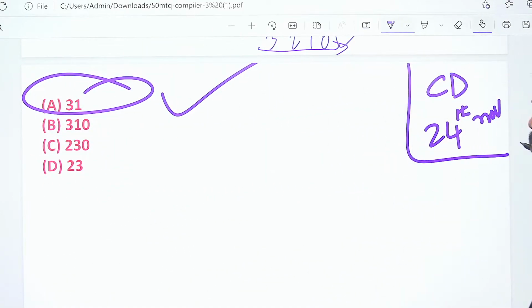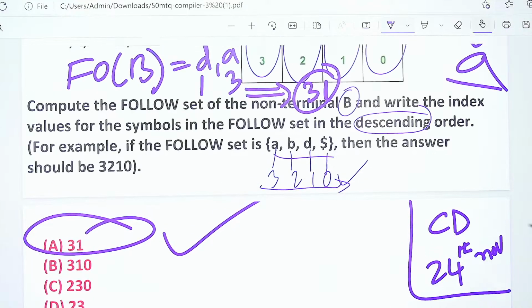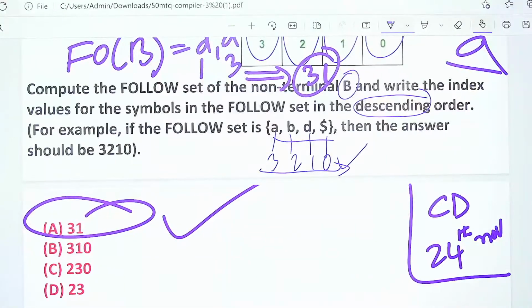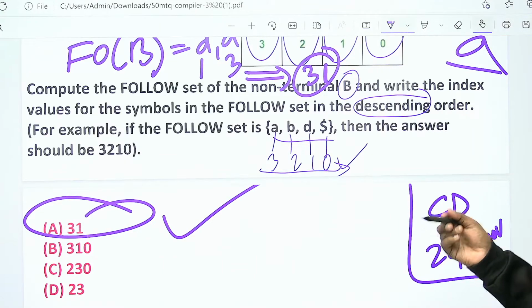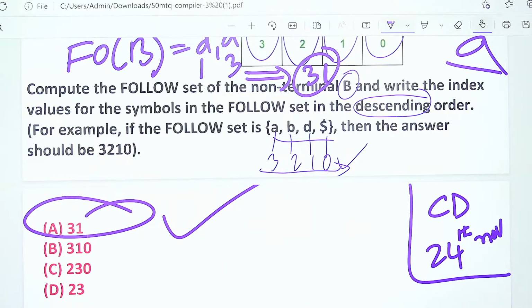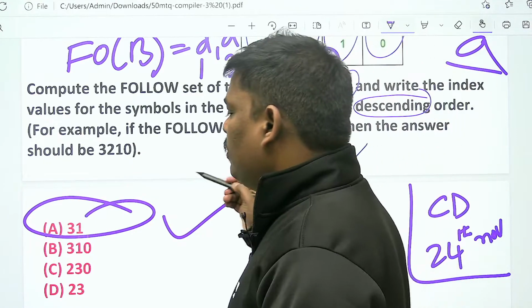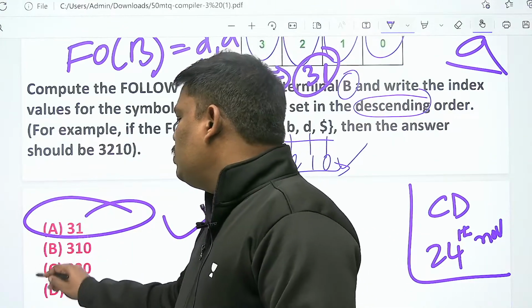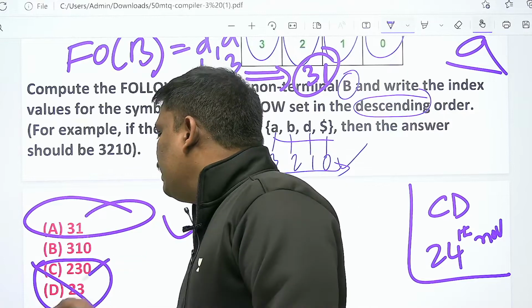So the answer for this problem is 3, 1. Why? He is asking to find follow of B. Follow of B is DA. D index is 1, A index is 3. So write the index numbers in decreasing order, 3, 1. If anyone writes 1, 3, it is a serious problem. Careful. By God's grace, 1 3 is not there, only 3 1 is there. You are lucky. So these two cannot be the answer, because you should write in decreasing order.